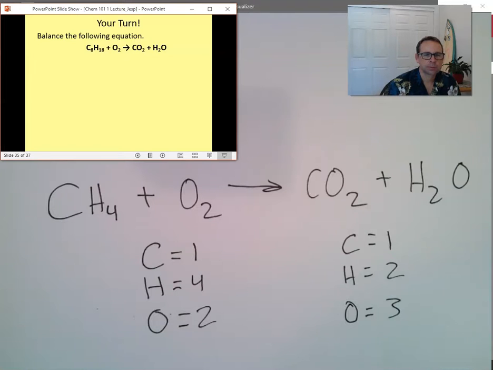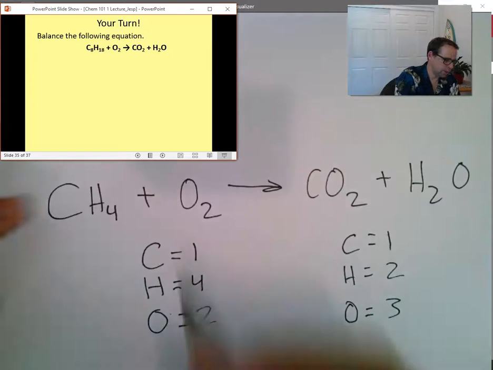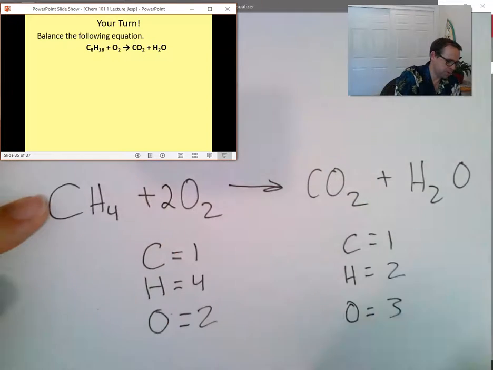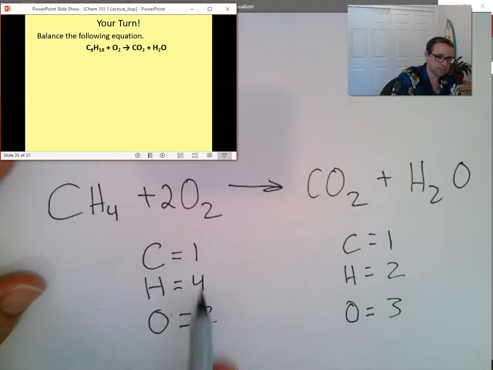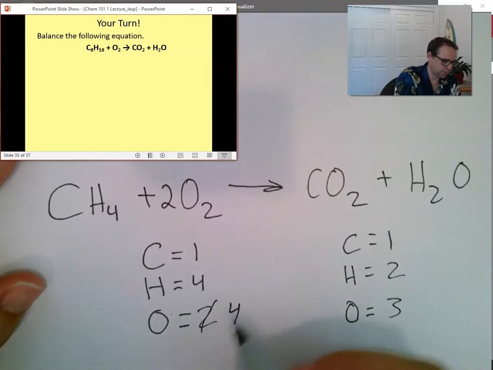For the left side, we want to add a 2 in front of the oxygen. Okay. If I put a 2 here, how does that change my list? That makes oxygen 4. Okay.